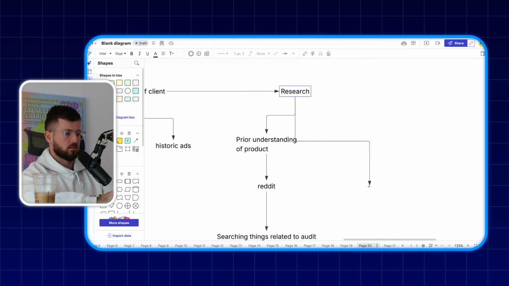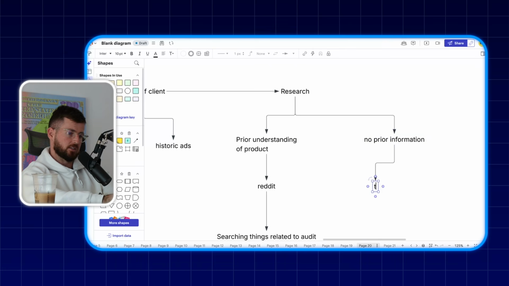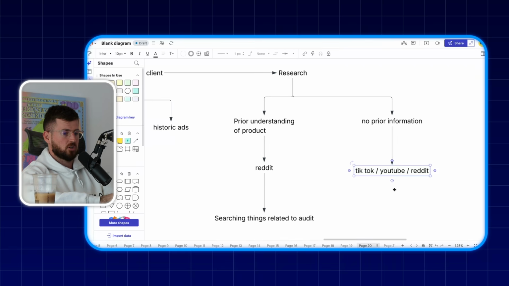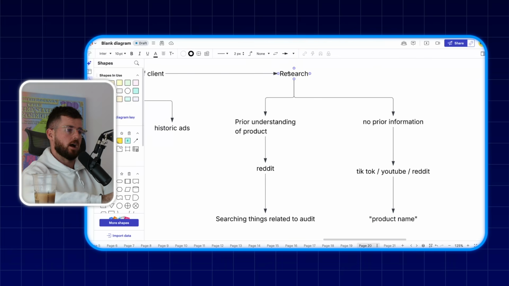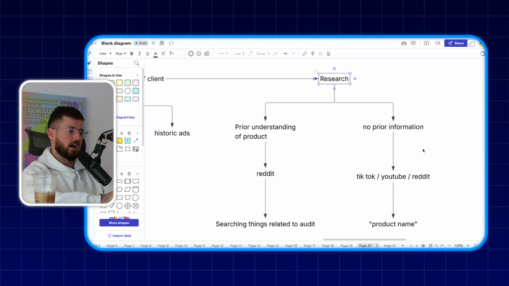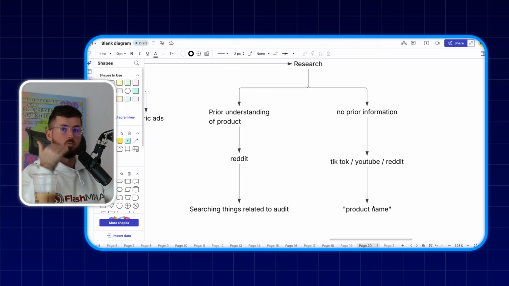Now, if we have no prior information, what I want to do is start searching on TikTok, YouTube, maybe even Reddit too. I want to go there and start searching just the product name, right? So if I was selling women's leggings, for example, and I don't have any prior information on it, then I'll go on TikTok, YouTube, Reddit. I'll start looking up women's leggings.